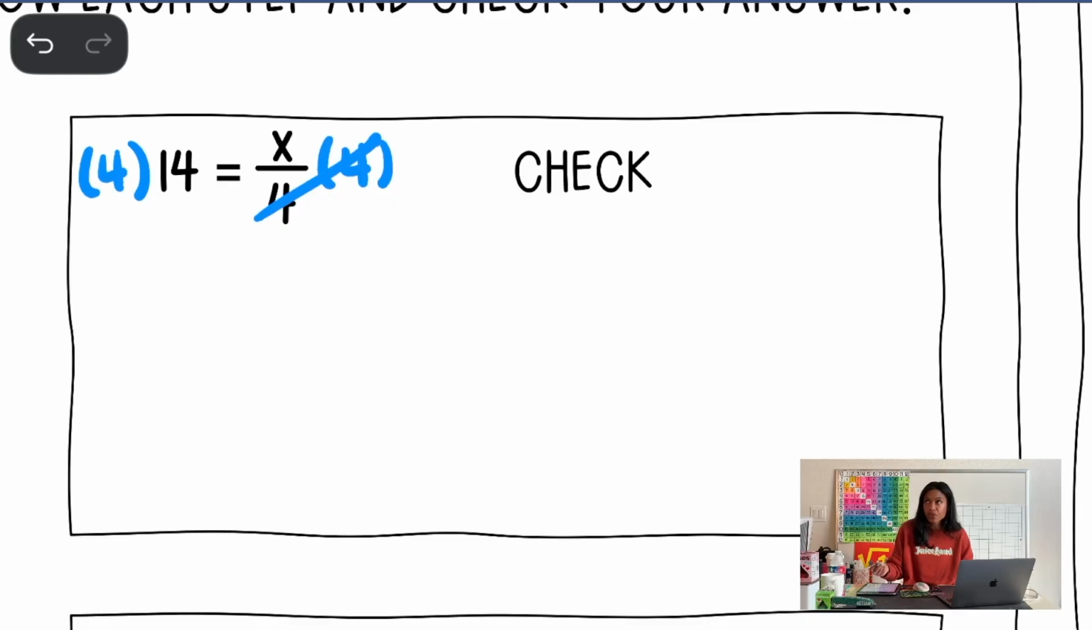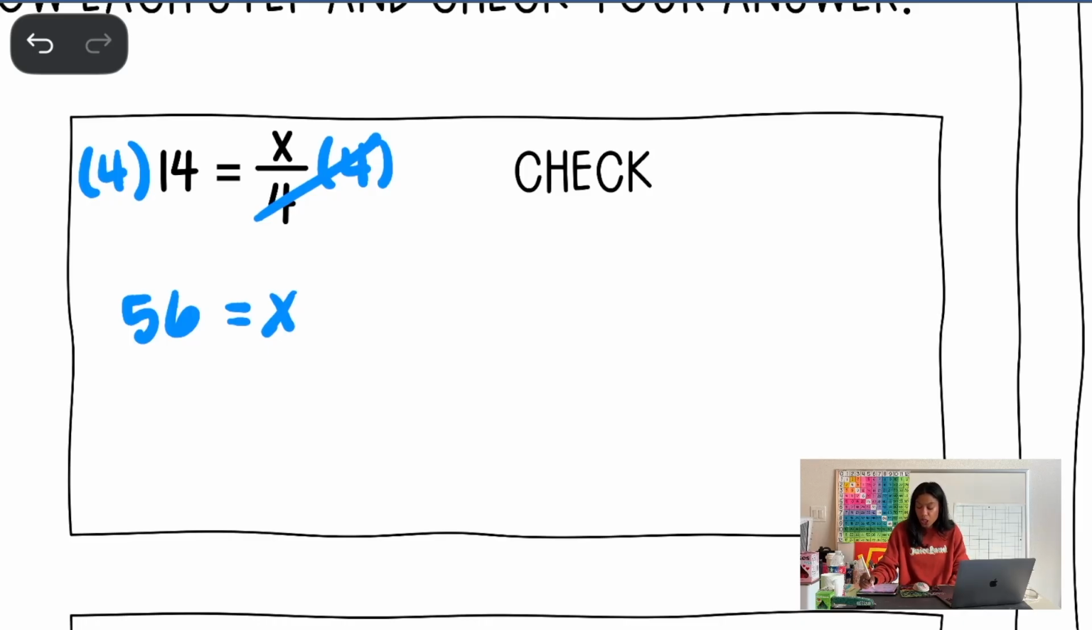And then I have 4 times 14. If I was not sure how to do 4 times 14, I could make sure that 14 is 10 plus 4, right? So 4 times 10 is 40. 4 times 4 is 16. 40 plus 16 is 56, so x equals 56. And I just want to be sure that I got that right.